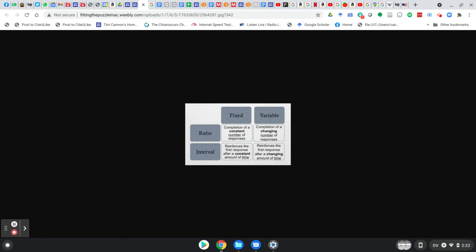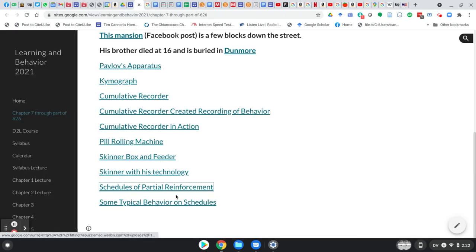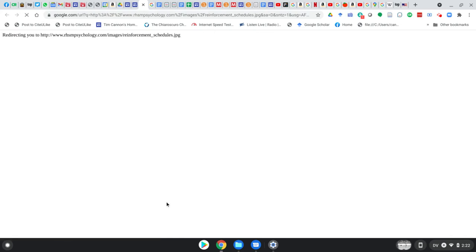Okay, so there we go. 2x2 table. You got to know all 4. You have to be able to describe them in English. You have to understand the initials. You have to know that the FI 1 minute was the first. And you have to be able to describe how animals behave on them. And that's what we're about to do next. So here's some typical behavior.